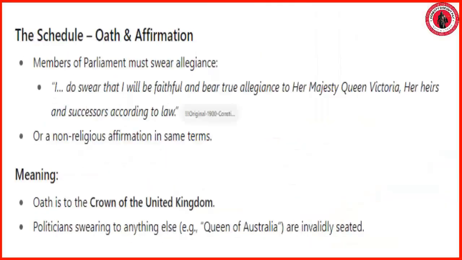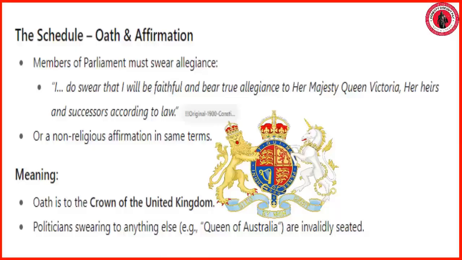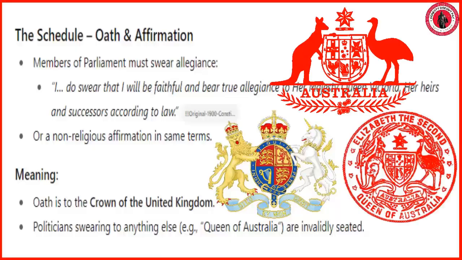The schedule, oath and affirmation. Members of Parliament must swear allegiance. I do swear that I will be faithful and bear true allegiance to Her Majesty Queen Victoria, her heirs and successors according to law, or a non-religious affirmation in same terms. Meaning, oath is to the Crown of the United Kingdom. Politicians swearing to anything else, e.g. Queen of Australia, are invalidly seated.